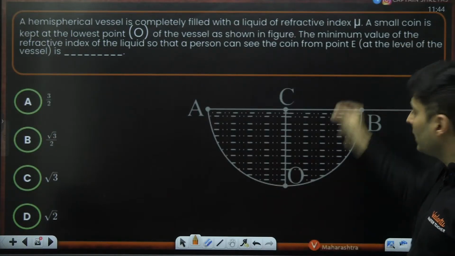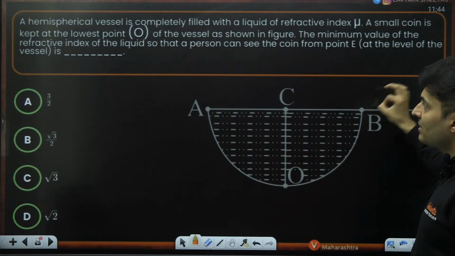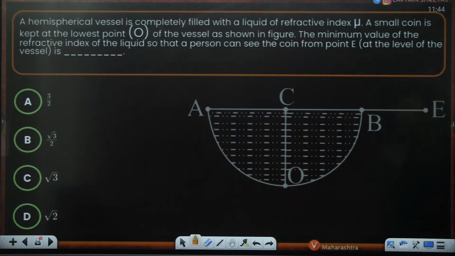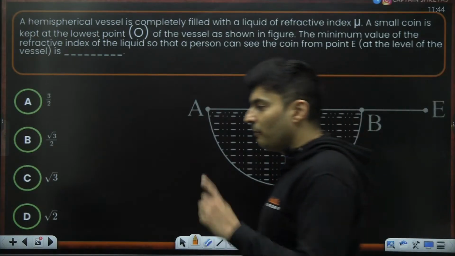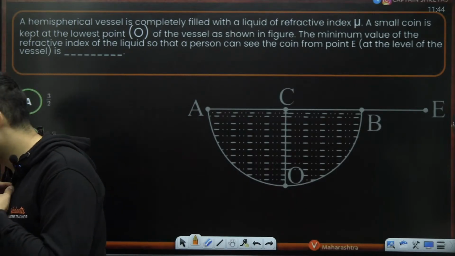There is a small coin at the lowest point of the vessel. We need the minimum value of the refractive index of the liquid so that a person can see the coin from point E. The person should be able to see it from point E. I'll tell you what we should do.